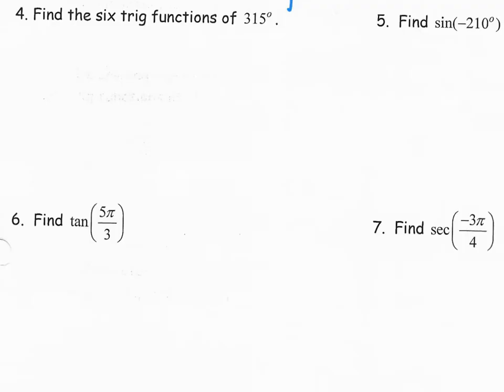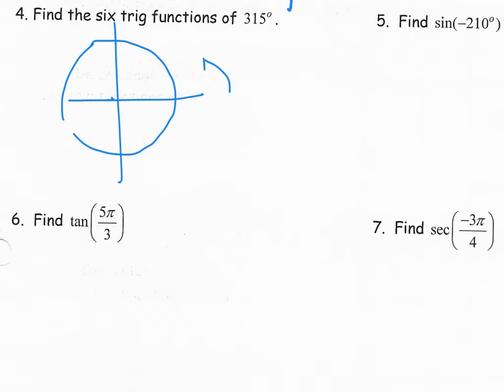Now let's find some of the trig functions of actual angles. So not just saying theta anymore. Now we're actually going to give a number. So if I look at this number 4, find the 6 trig functions of 315 degrees. Okay, so let's just review. 315 positive should go counterclockwise around my circle.